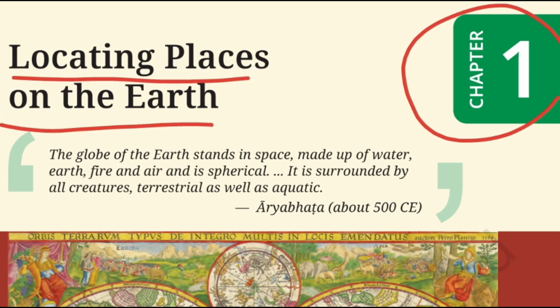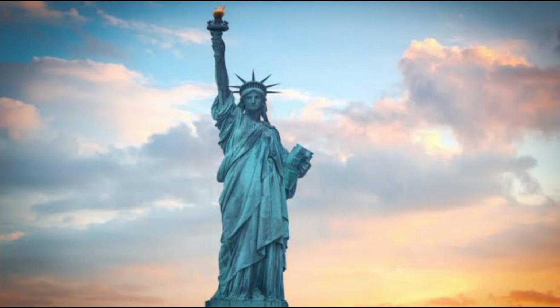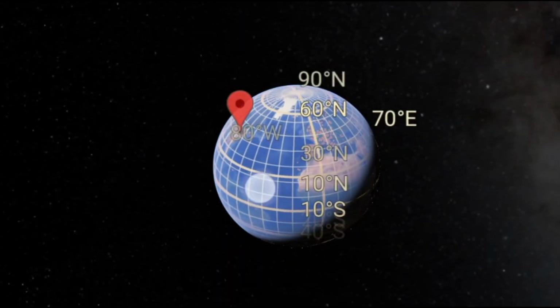Before going to the chapter, we need to understand why we are studying it, isn't it? You may have heard about the Statue of Liberty, which is basically in America. We can find out the exact location of the Statue of Liberty. How do we find out? Do you have any idea? We can find out using a globe. Now we can learn how. You can see the globe on the screen.